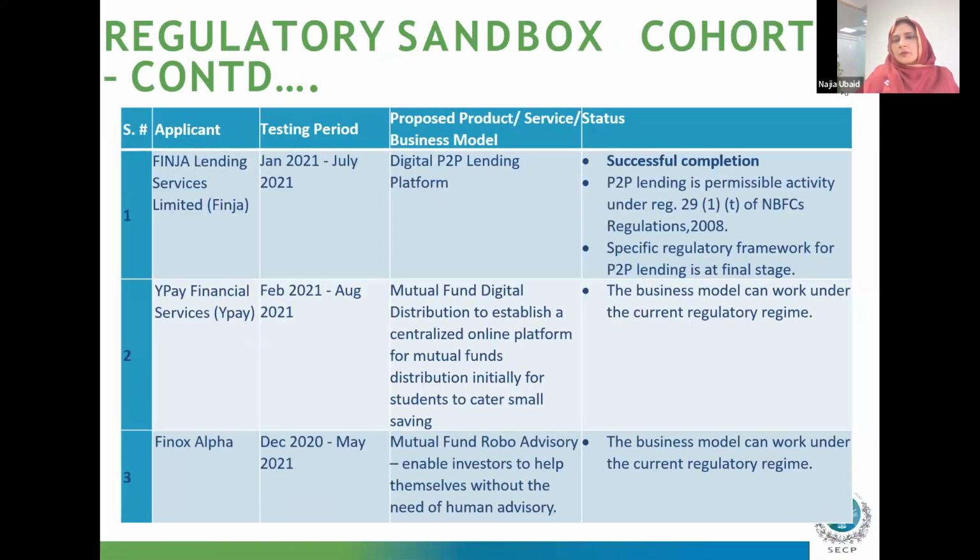Multiple business models were provided, and as I've just shared, these business models were from different domains and different areas. The P2P lending model is actually permissible under regulation 29(1) of NBFCs, and a specific regulatory framework is at final stage for this kind of model. It was successfully completed, so different business models can work under the current regulatory regime. In terms of mutual fund digital distribution, the regulatory framework already exists. They have successfully tested their model. In the matter of Phoenix Alpha, the same was the case.